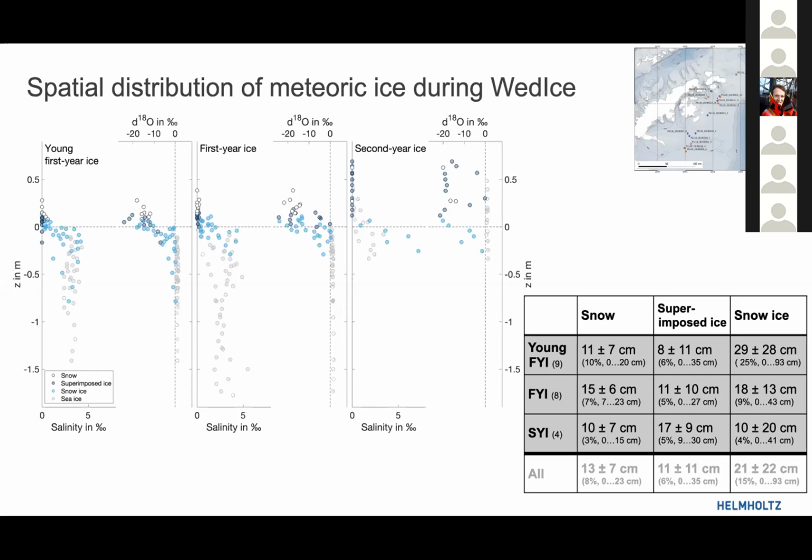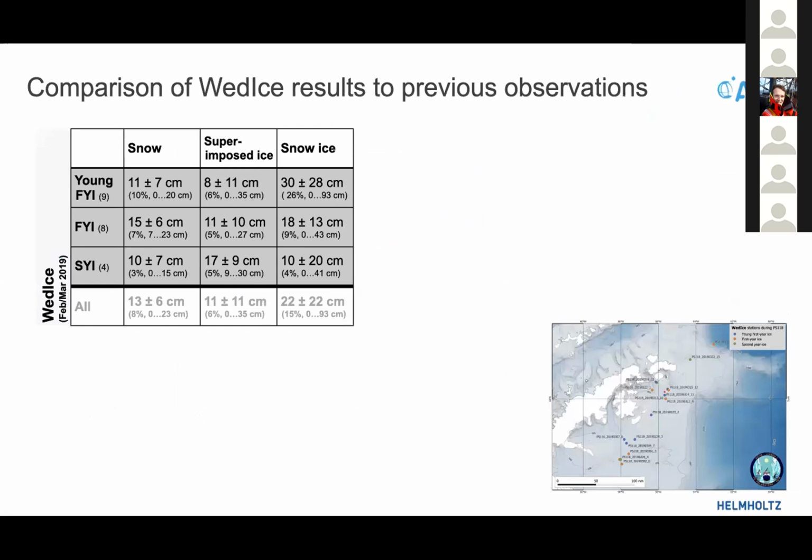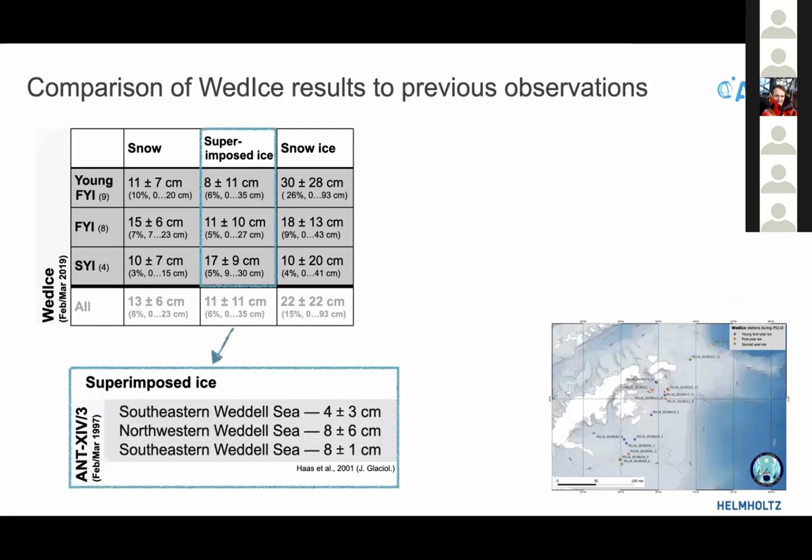And therefore we see, for example, for the snow ice, for the first year ice an average of 18 centimeters, and for the second year ice an average of 10 centimeters. Comparing those values to observations from earlier years, first of all for the superimposed ice, we see for the first year ice 11 centimeters, and for the second year ice 17 centimeters, whereas an expedition from 1997 saw only 8 centimeters. So obviously the superimposed ice fraction increased.